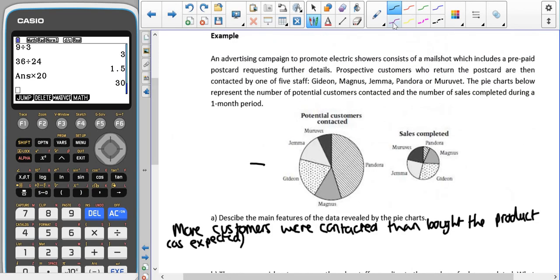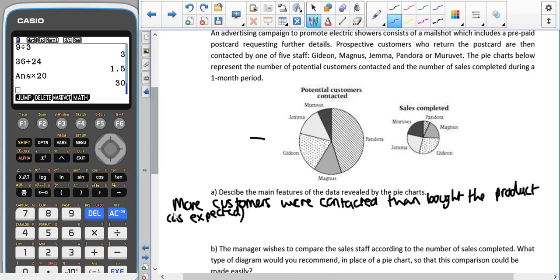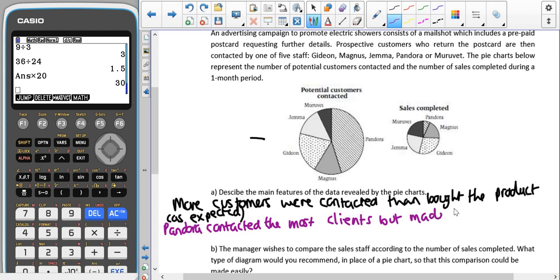If we have another look, we can write down a couple more features about this. If we have a look at the first pie chart, we can see that Pandora contacts the most clients because they've got the biggest piece of this pie chart. However, in this pie chart here, they make the least sales. So Pandora contacted the most clients or potential clients, but made the least sales.